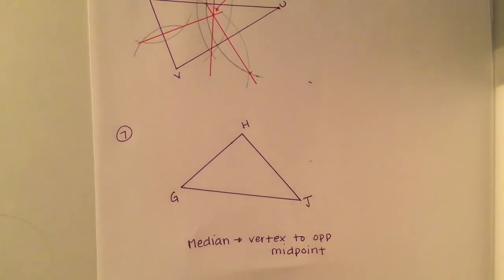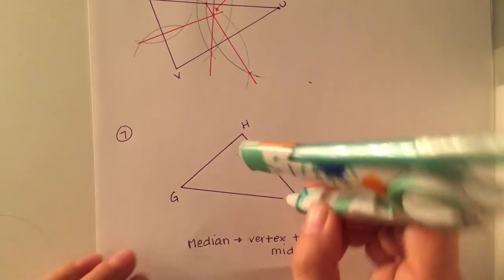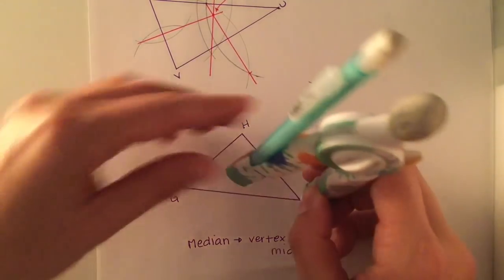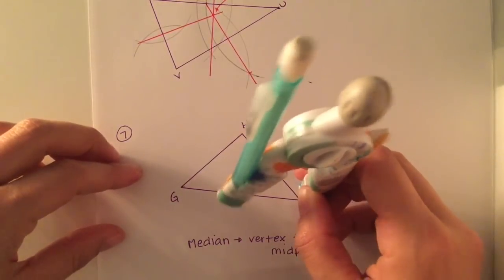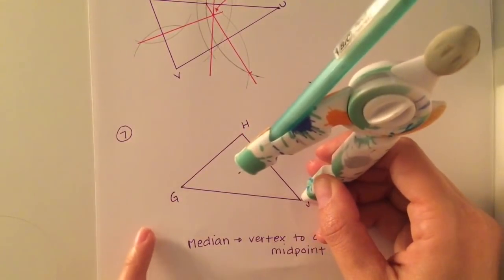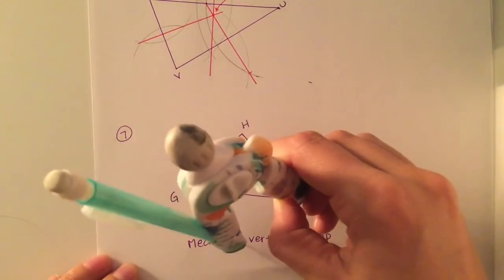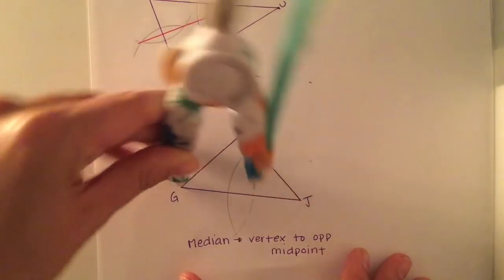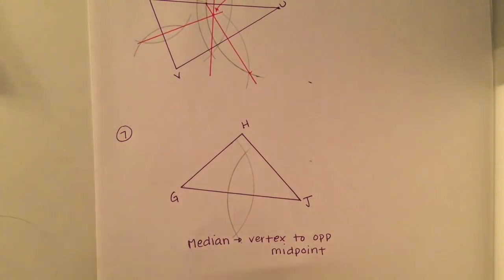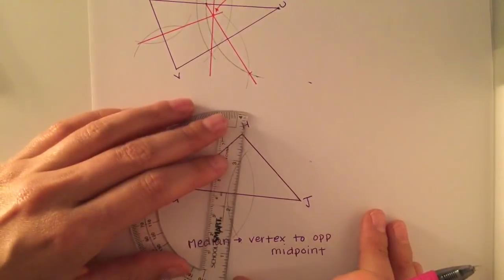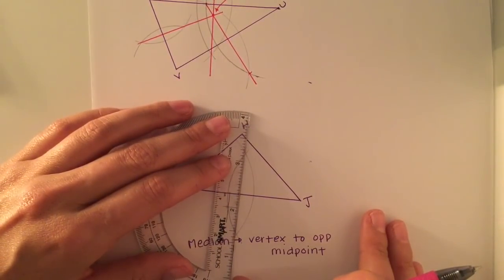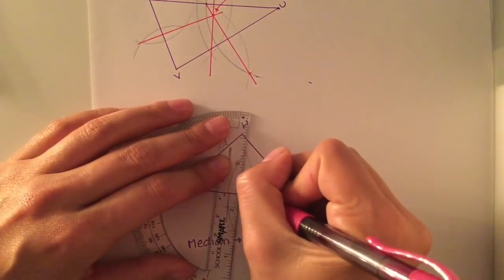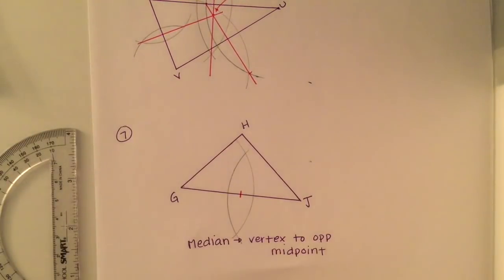Okay, so if I want the midpoint, that means I need the perpendicular bisector, so I know where the halfway mark is. So again, I'm going to construct the perpendicular bisector of each side so that I can find the midpoint. So I'm going to find the midpoint of GJ. I'm going to open my compass more than halfway, draw an arc, turn it around, draw an arc. Now rather than drawing the whole perpendicular bisector, I'm just going to line up my straight edge with the 2 points of intersection and mark where the midpoint is on this segment.